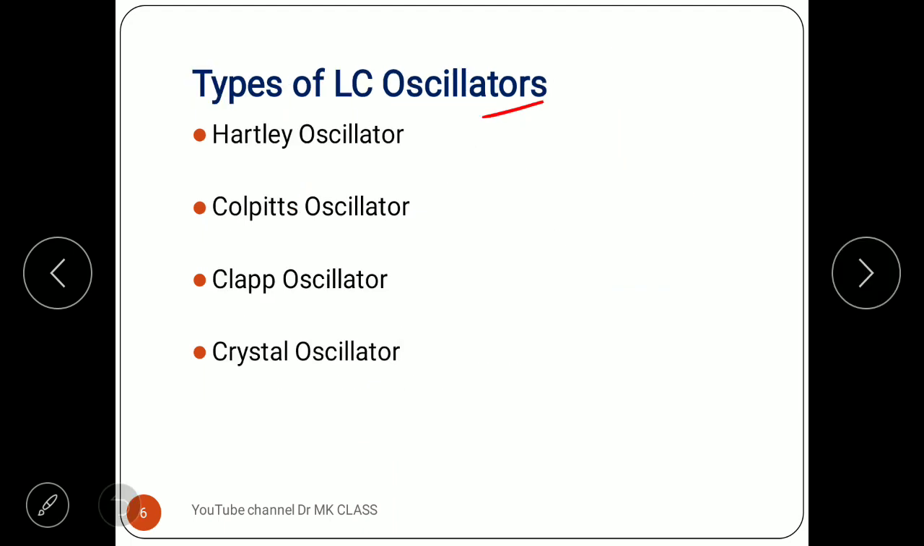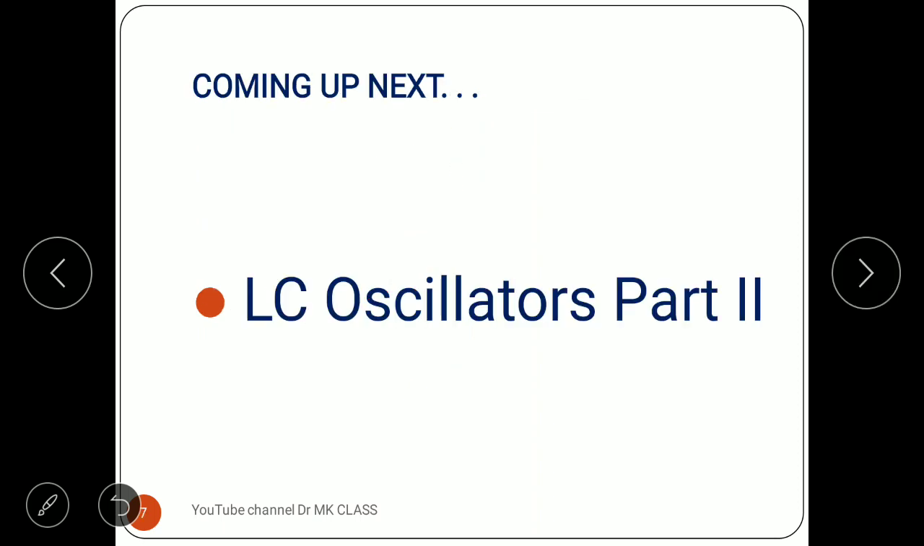Now, the types of LC oscillators we are studying in this subject: first is the Hartley oscillator, the second is the Colpitts oscillator, the third is the Clapp oscillator. In some syllabi the Clapp oscillator is not there. The fourth one is the crystal oscillator. We will study all four. Coming up next is LC oscillator part 2, where I cover the Hartley, Colpitts and Clapp oscillators in detail, with circuit diagram and operation. All those things will come in the next video.